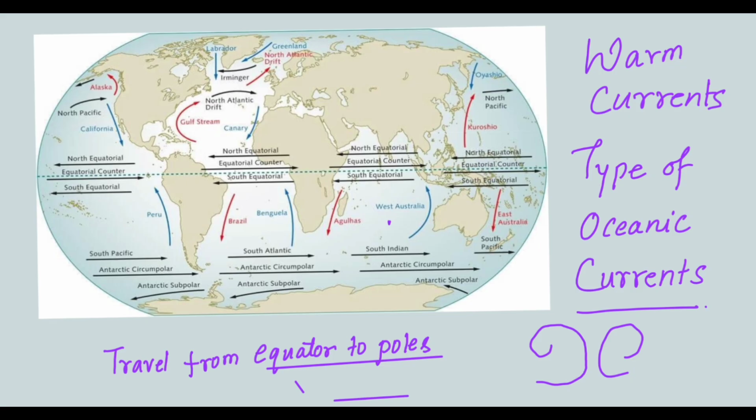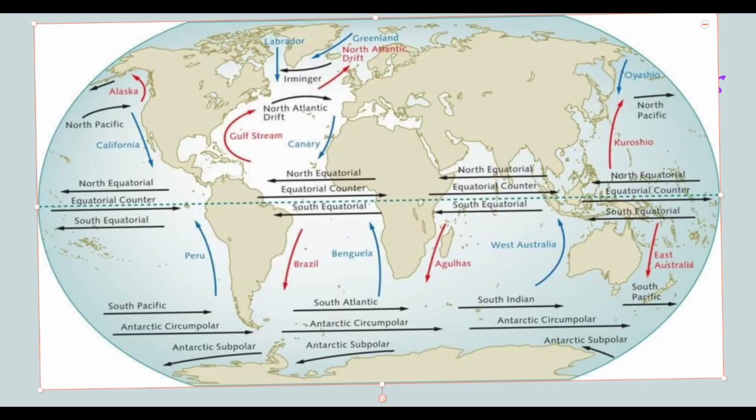Now the question arises, what causes ocean flows? The pressure gradient force, Coriolis force, and frictional force are the significant forces that influence sea flows. Now we see important warm currents.